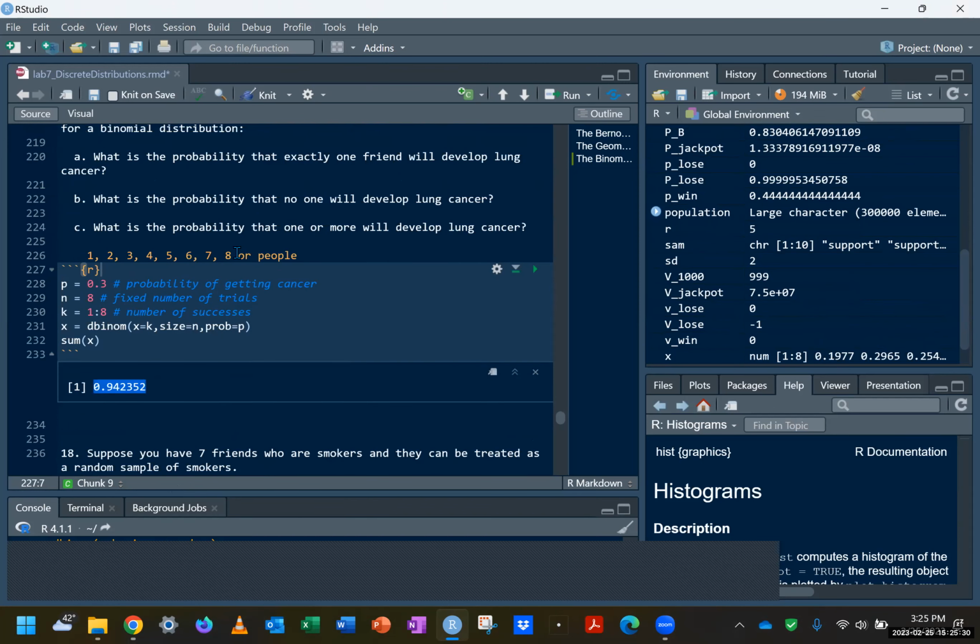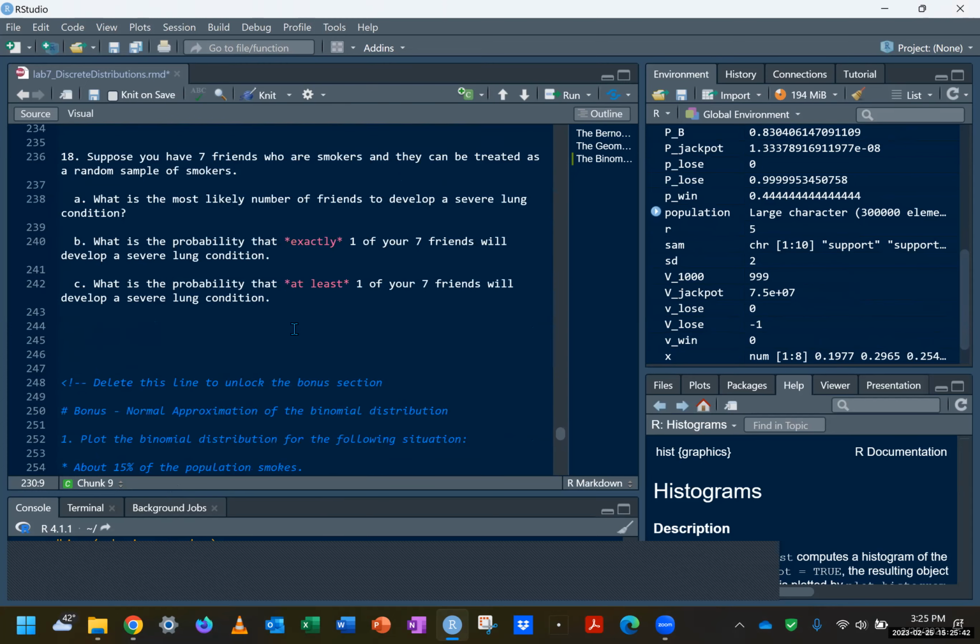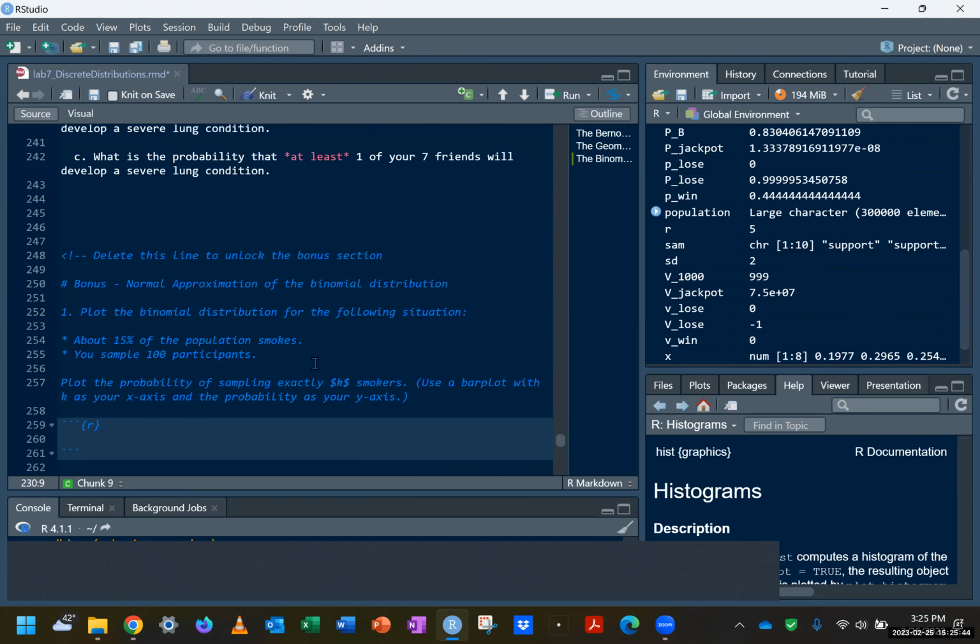Okay, so that's some tips on these combined probabilities. If we're looking at like 3 or more, or less than 2, you'll have to consider what outcomes you're looking at, and adding them up will give you the joint probability. Okay, and then there's an extra credit. If you want, delete that line and you can work on the bonus.